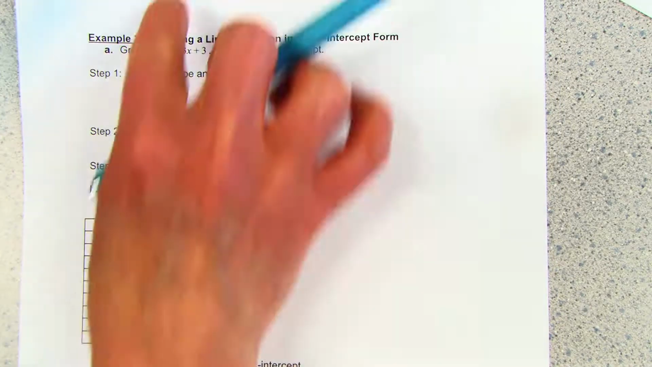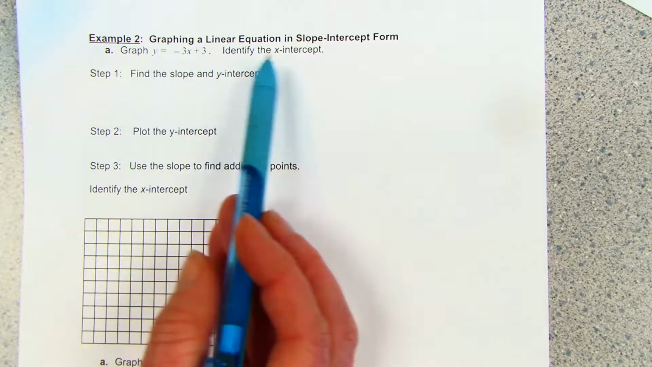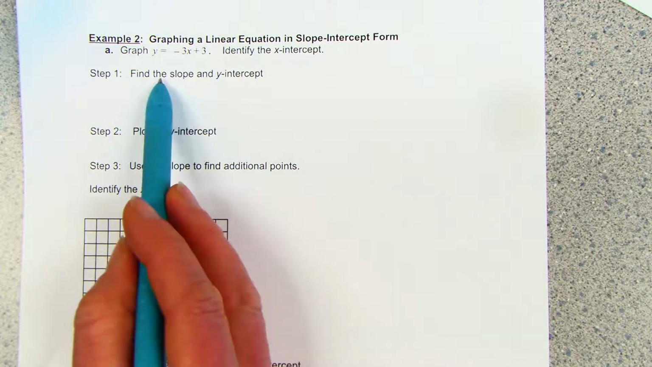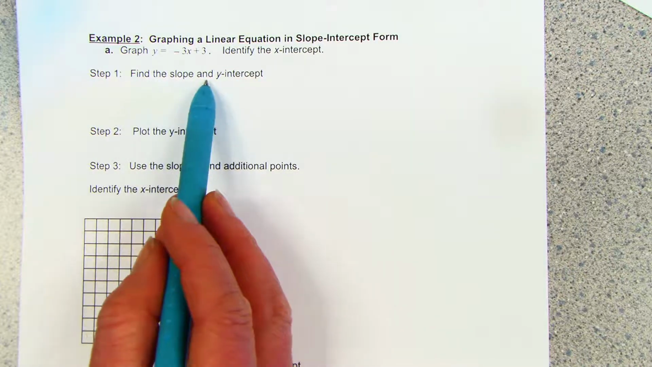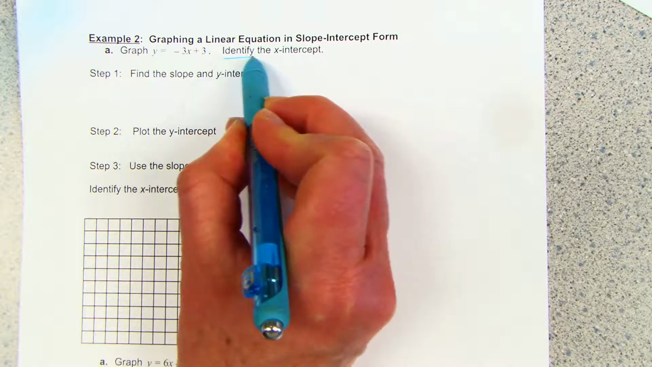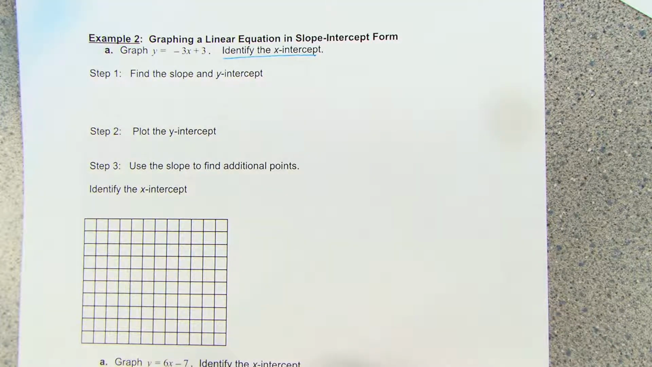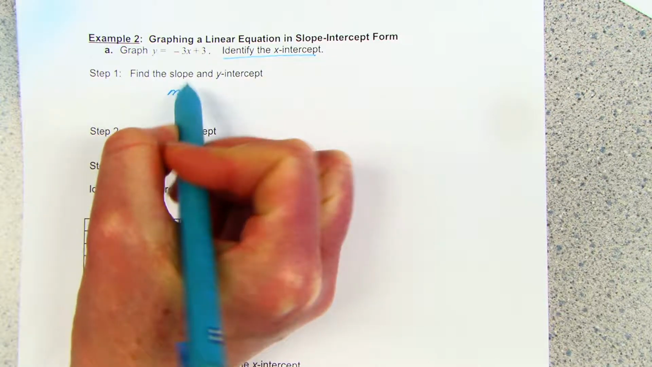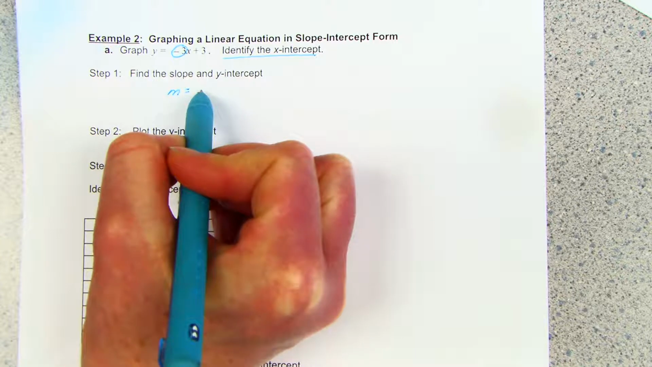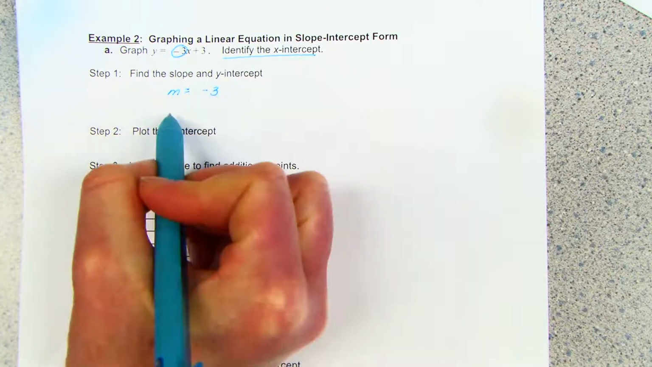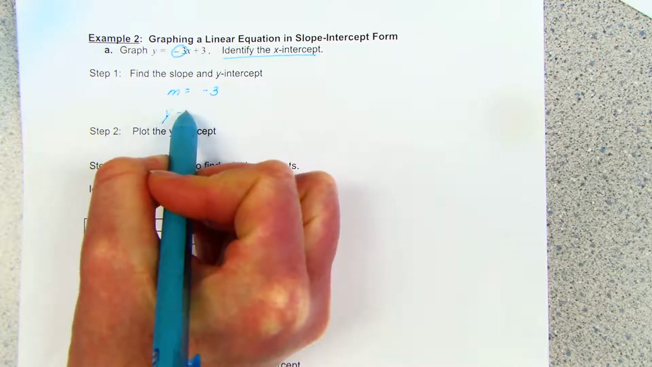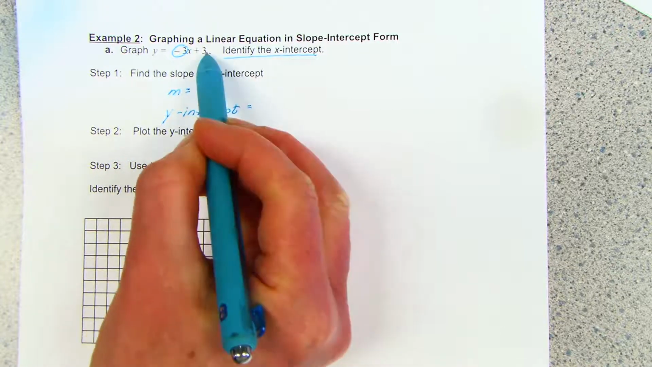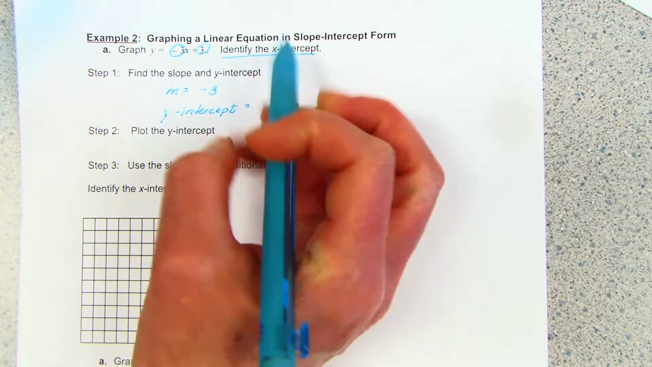Okay, we're going to take it a little bit more. Now we're going to graph in slope-intercept form, where we're going to graph it from the equation. So the first thing we have to do is to find the slope and the y-intercept. The other thing we're going to do is to identify the x-intercept, or the point where it crosses the x-axis. All right, so the slope is -3, and the y-intercept is +3.